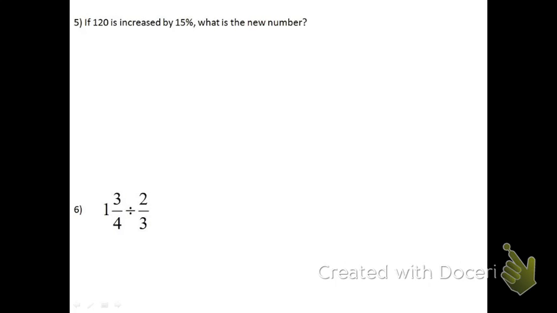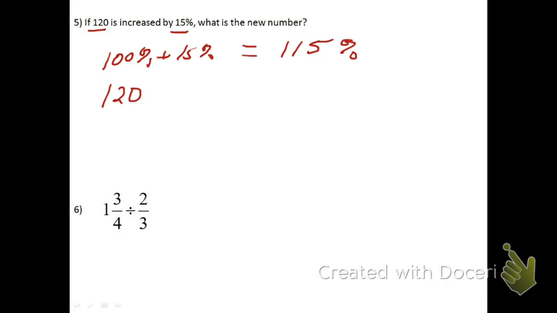Okay, number 5, 120 is increased by 15%. What is the new number? Well, if we're increasing something by a certain percentage, we know we're taking 100% of it, and we're increasing it by 15%, so we actually need to find 115% of that number. So 115% of 120 is 120 times 1.15. And when we do that, we get 138.